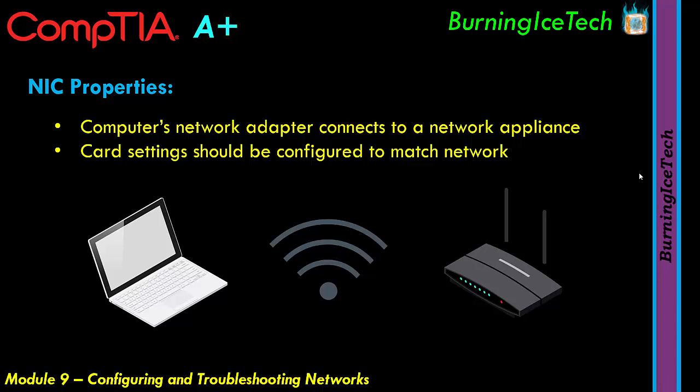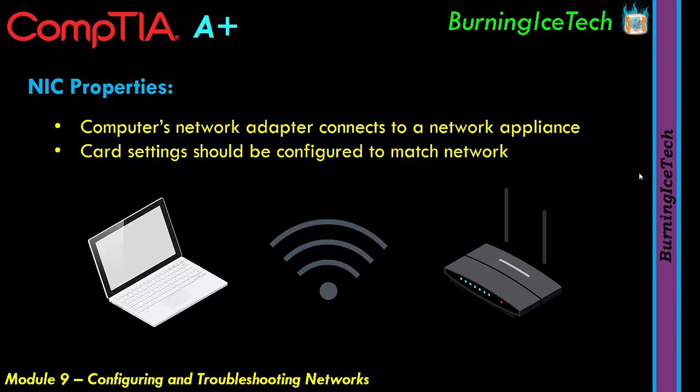So computer's network adapter connects to a network appliance, and what is meant by that is you're probably going to end up connecting to something like an AP. AP, which means access point. So it's a wireless access point that basically just broadcasts your company's network or your household network to make it wireless so that you can connect to that network wirelessly via something like your laptop, tablet, or phone.